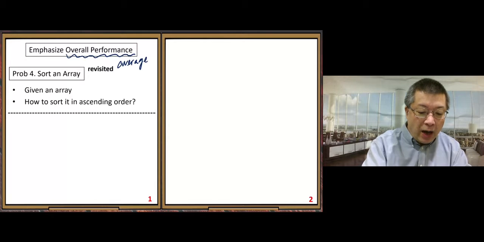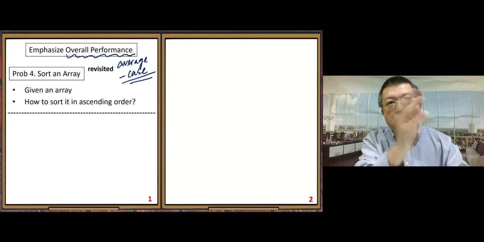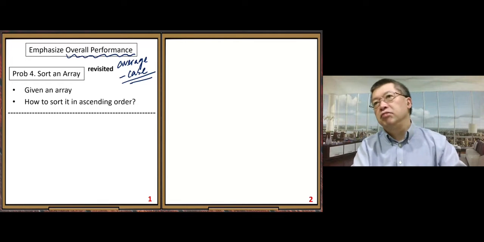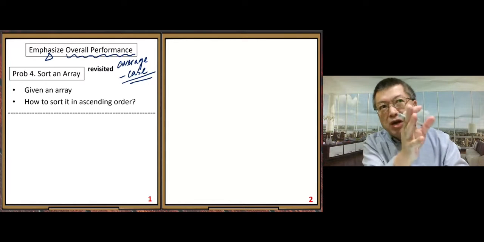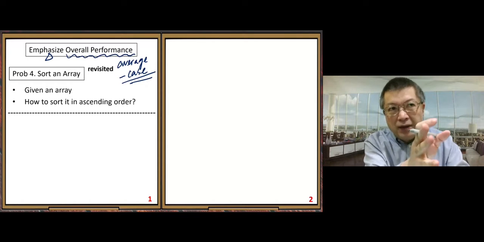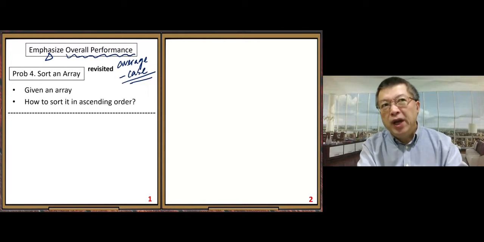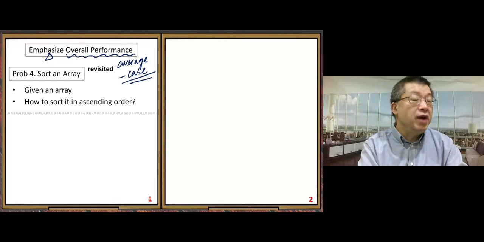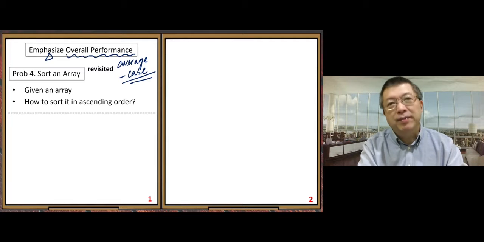I remember I gave this kind of question several times. The best way to describe overall performance is the average case efficiency. So we want to find some special sorting algorithm that has the best, or hopefully near the best. It is very hard to argue which one has the best overall performance, but we can say near the best, pretty close to the best.